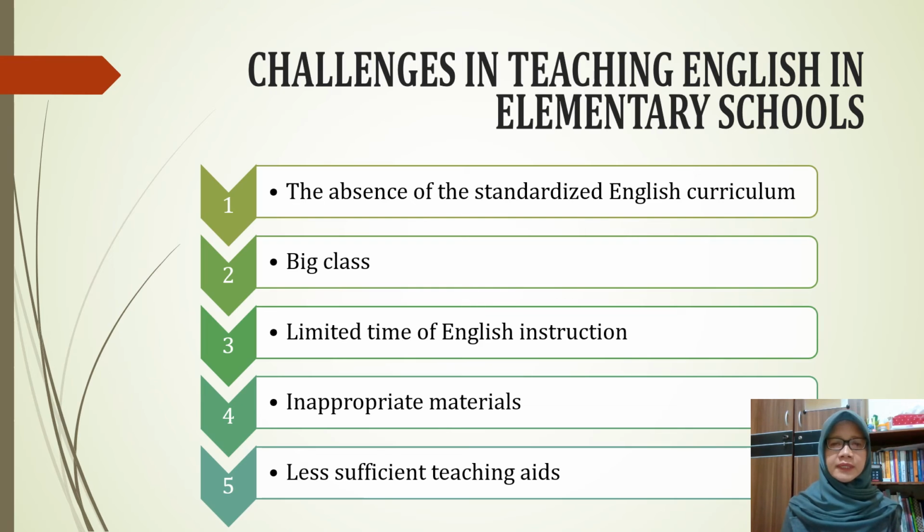And the fourth challenge is inappropriate materials. The available English materials are often found inappropriate for the students. The materials are too difficult for the students in elementary school. Eight types of tenses provided in the textbooks are considered too difficult to understand. Most of the teachers say that elementary school students only need three types of tenses.